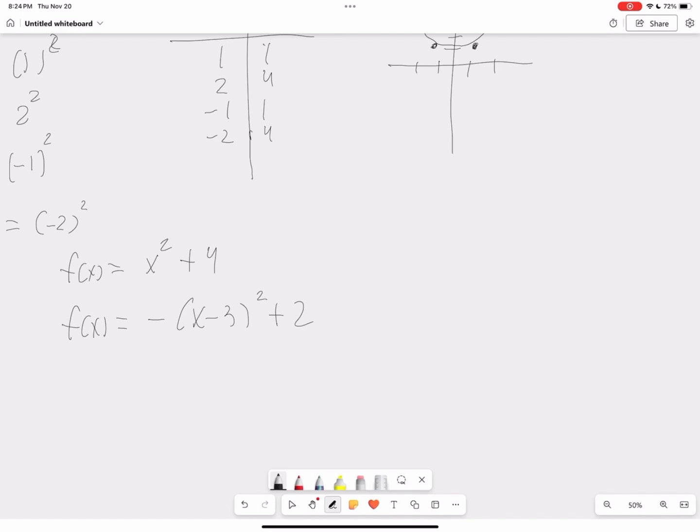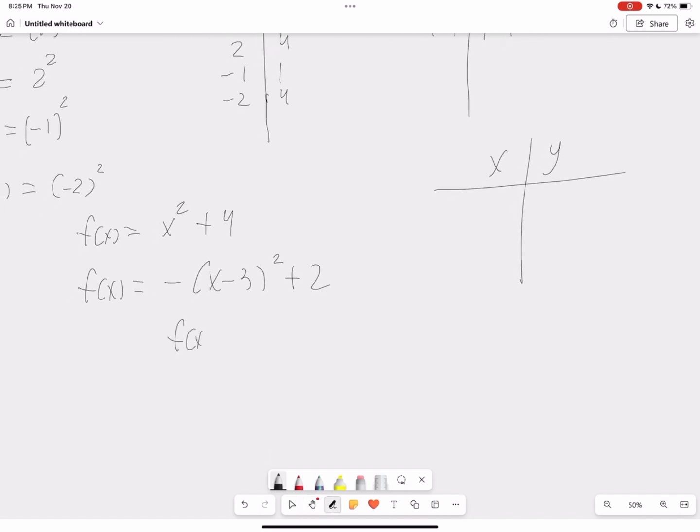So let's try this value right here. We're going to graph this function. How can we graph this function? What if we start off, instead of plugging in random x values, which we can do, we just get the parent function itself. So f of x equals x squared, because see the squared, that means it's a quadratic. Okay, that means we can start from there.